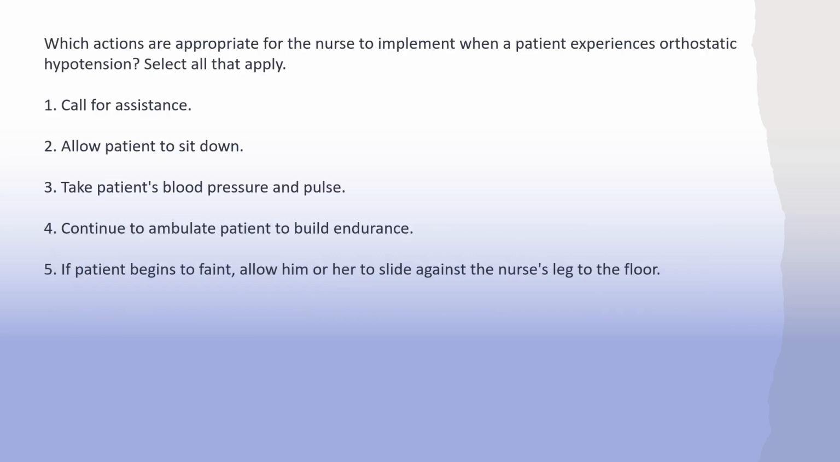Which actions are appropriate for the nurse to implement when a patient experiences orthostatic hypotension? Select all that apply. 1. Call for assistance. 2. Allow patient to sit down. 3. Take patient's blood pressure and pulse. 4. Continue to ambulate patient to build endurance. 5. If patient begins to faint, allow him or her to slide against the nurse's leg to the floor.